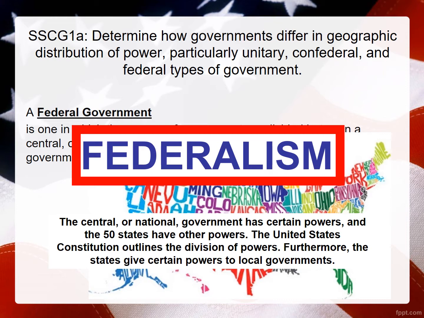Now, there is a term that I want to make sure that you understand and associate with the federal type of government, the type of government that we have in the United States. That's called federalism. Once again, that's where the power within the country is divided between the federal government and the state and local governments.